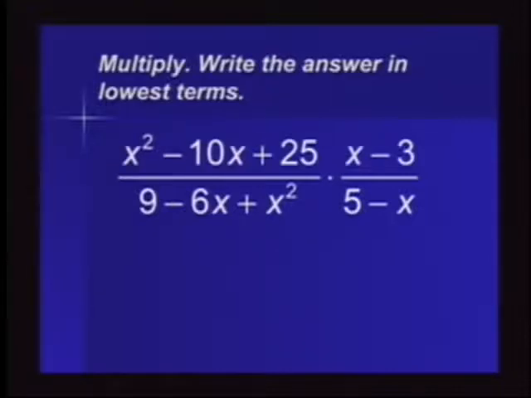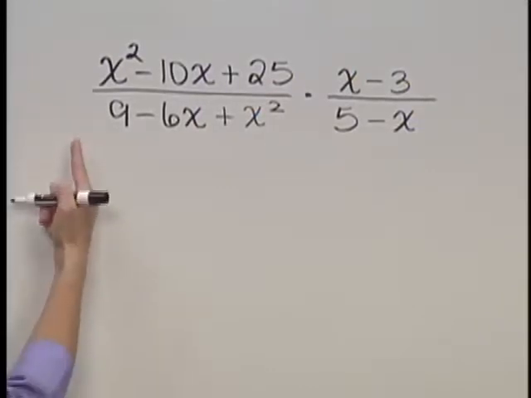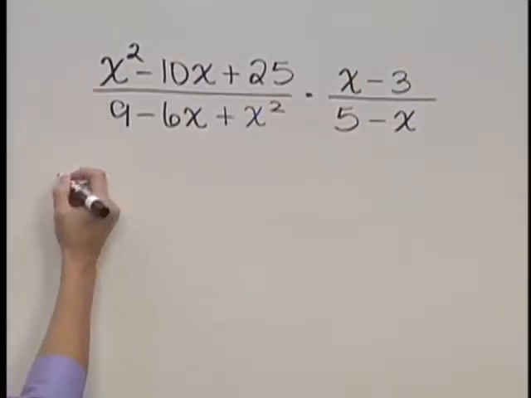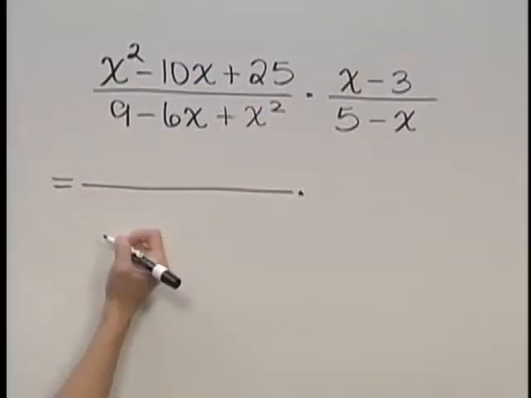Multiply, write the answer in lowest terms: x squared minus 10x plus 25 over 9 minus 6x plus x squared, times x minus 3 over 5 minus x. First, let's factor the numerator and denominators for each of these quantities.